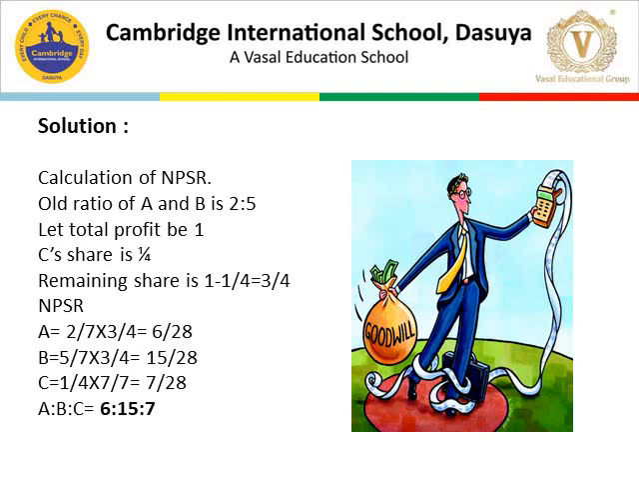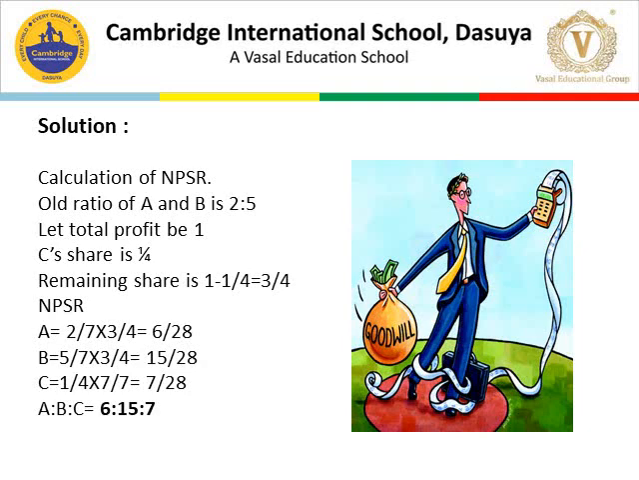Here we calculate the new profit sharing ratio as under: A equals old ratio, which is 2/7, into 3/4, which is the remaining share after deducting C's share from 1, that is total profit. We are left with 6/28. This is the new profit of A. B's new profit is 5/7 into 3/4 equals 15/28.